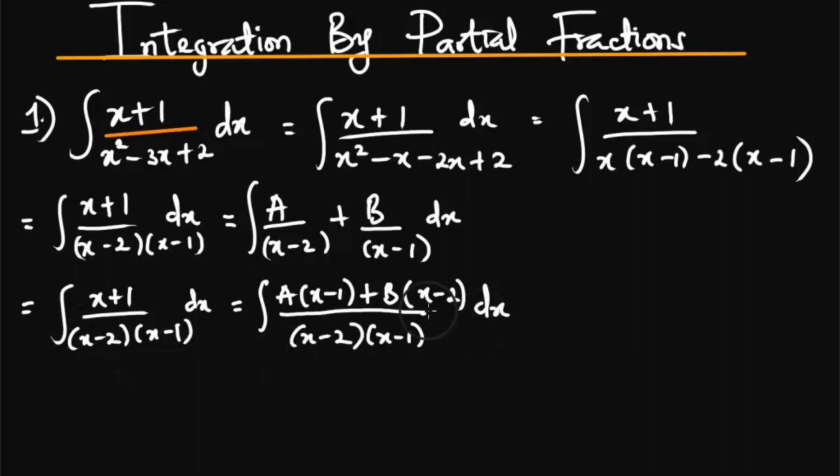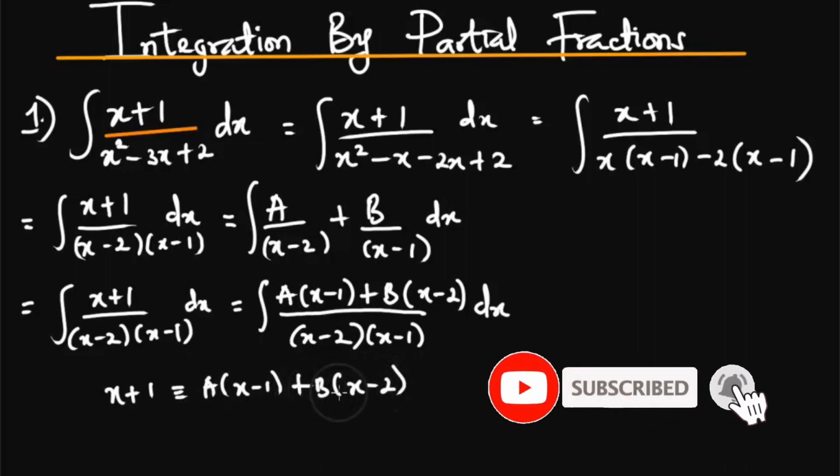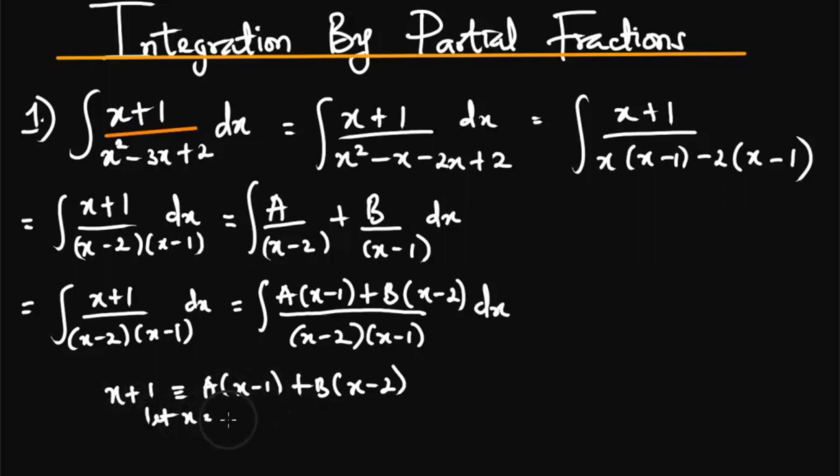At this point, comparing both sides, we can say that x plus 1 is equivalent to A into x minus 1 plus B into x minus 2. So at this point, we can easily find A and B. If we make x equal to 1, this becomes 1 minus 1 and A becomes 0. And if we make x equal to 2, this becomes 2 minus 2, and B becomes 0. So let x equal 1.